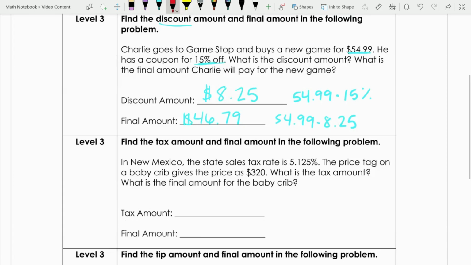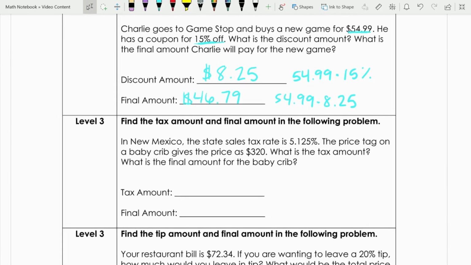Our second level 3 is talking about tax. So it says the tax in New Mexico, the state sales tax rate is 5.125%. The price tag on a baby crib gives the price at $320. What is the tax and what is the final? So to find the tax, we're going to take $320 times 5.125%.